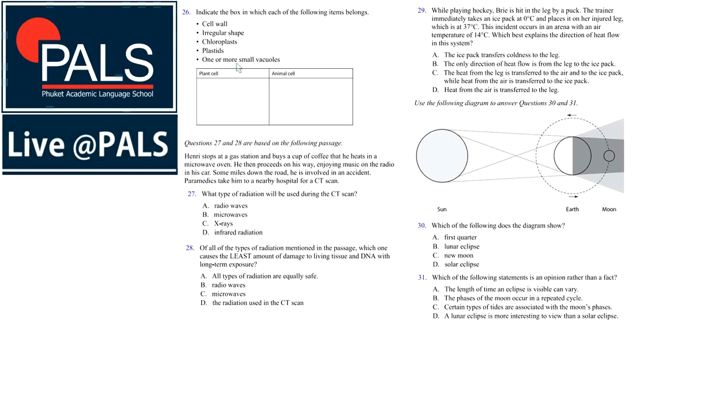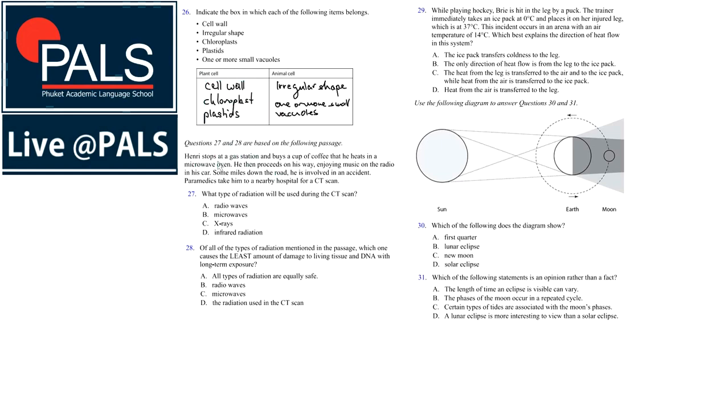You may have heard of vacuoles in combination with plant cells. However, the vacuoles in plant cells are permanent, large vacuoles. So each plant cell has one permanent, large vacuole in its center, not several of these. Some animal cells do have smaller vacuoles that form and dissolve. So that goes to animal cells. It's irregular shape, one or more small vacuoles for the animal cells, and cell wall, chloroplast, and plastids to the plant cells.